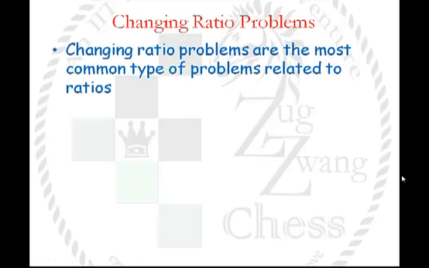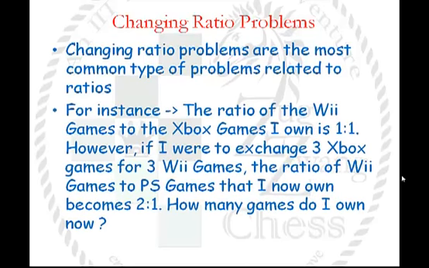So changing ratios, as I said, they're very common. And let me give you an example. Let's say the ratio of the Wii games to the Xbox games that I own is 1 is to 1. However, if I were to exchange 3 Xbox games for 3 Wii games, the ratio of the games now turns to 2 is to 1. So how many games do I own?